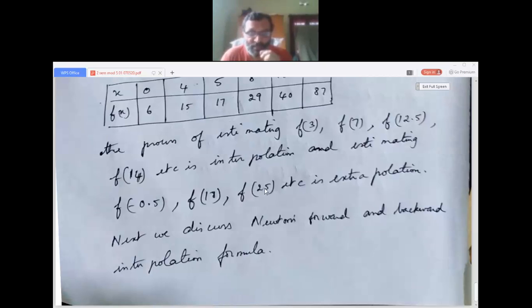So next class, that is tomorrow's session, we discuss Newton's forward and backward interpolation formula and problems. Very important, as there is a question in the model question paper. So I will continue in the next session, that is tomorrow.